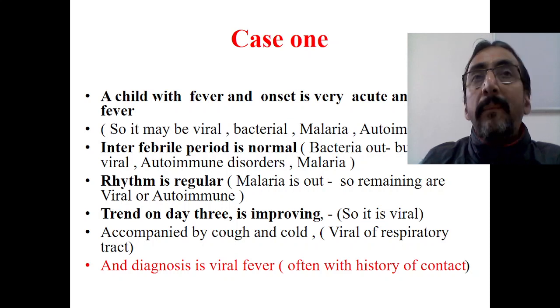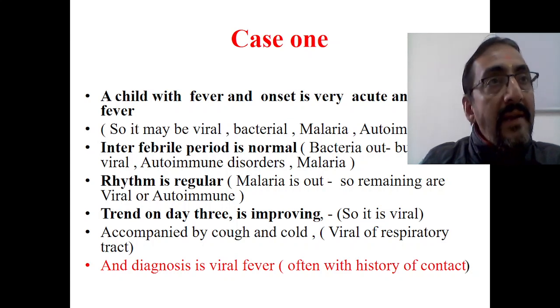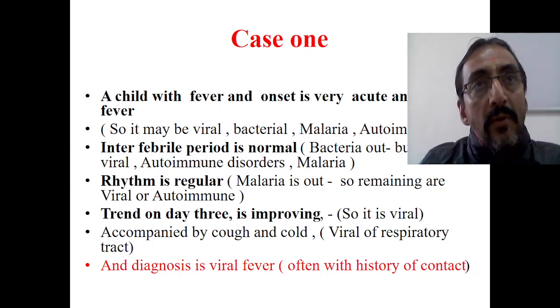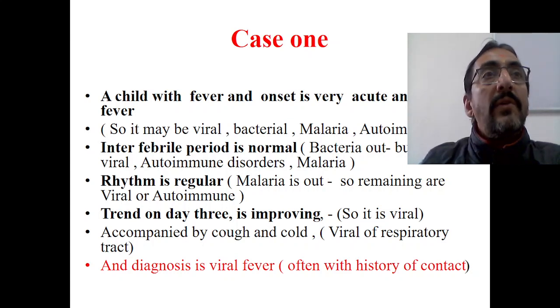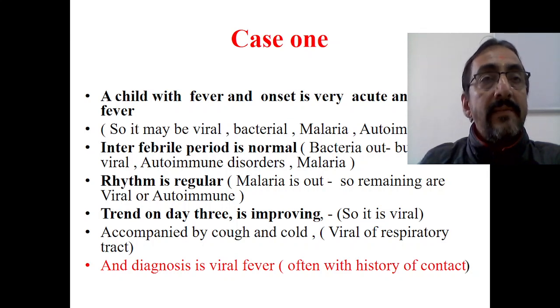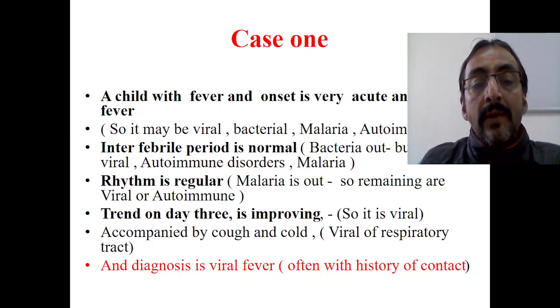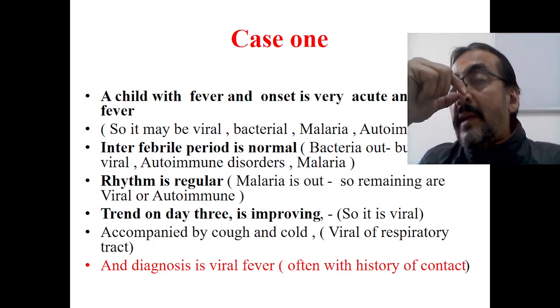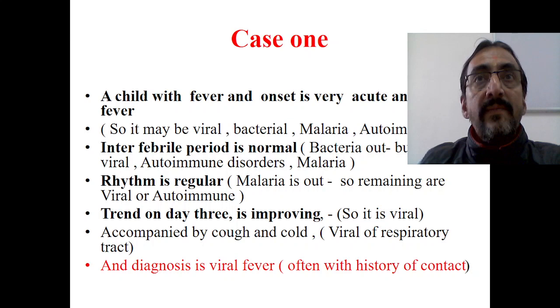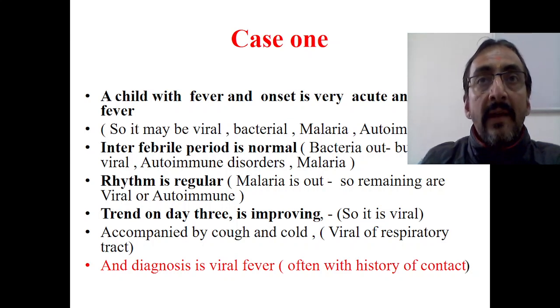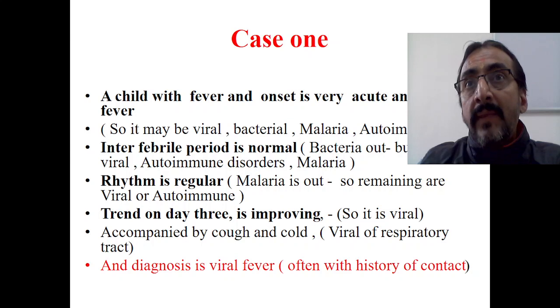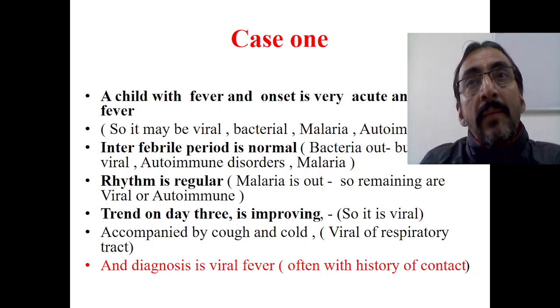So now bacteria is out and parasite is out. Malaria, when I say parasite, is out. Two things are left: either it is a viral fever or an immunological fever. If it is immunological fever, then we know there will be a long interfebrile period, not a short one. Here the mother is telling us that the fever is coming with a rhythm of every 3 or 4 hours. After giving medications, within the next 2 or 3 hours the fever comes again. So it is a short interfebrile period, a short rhythm. As it is a short rhythm, again the immunological fevers are out.